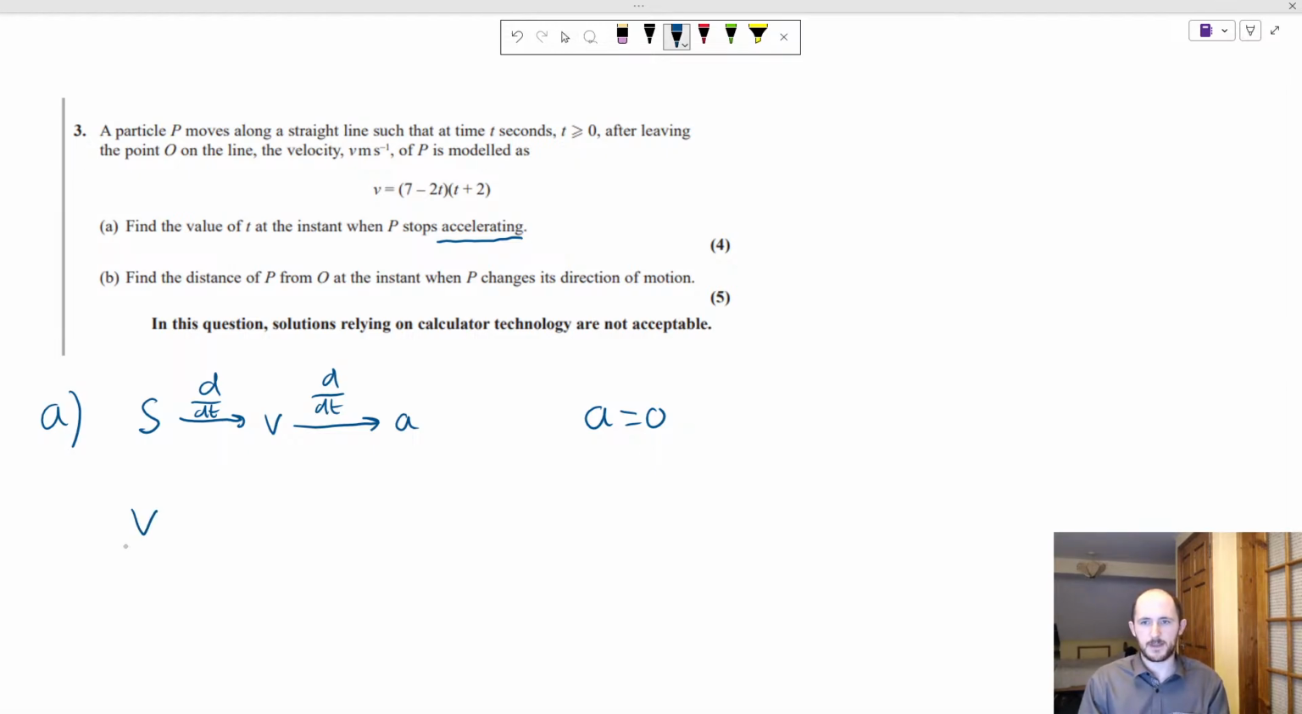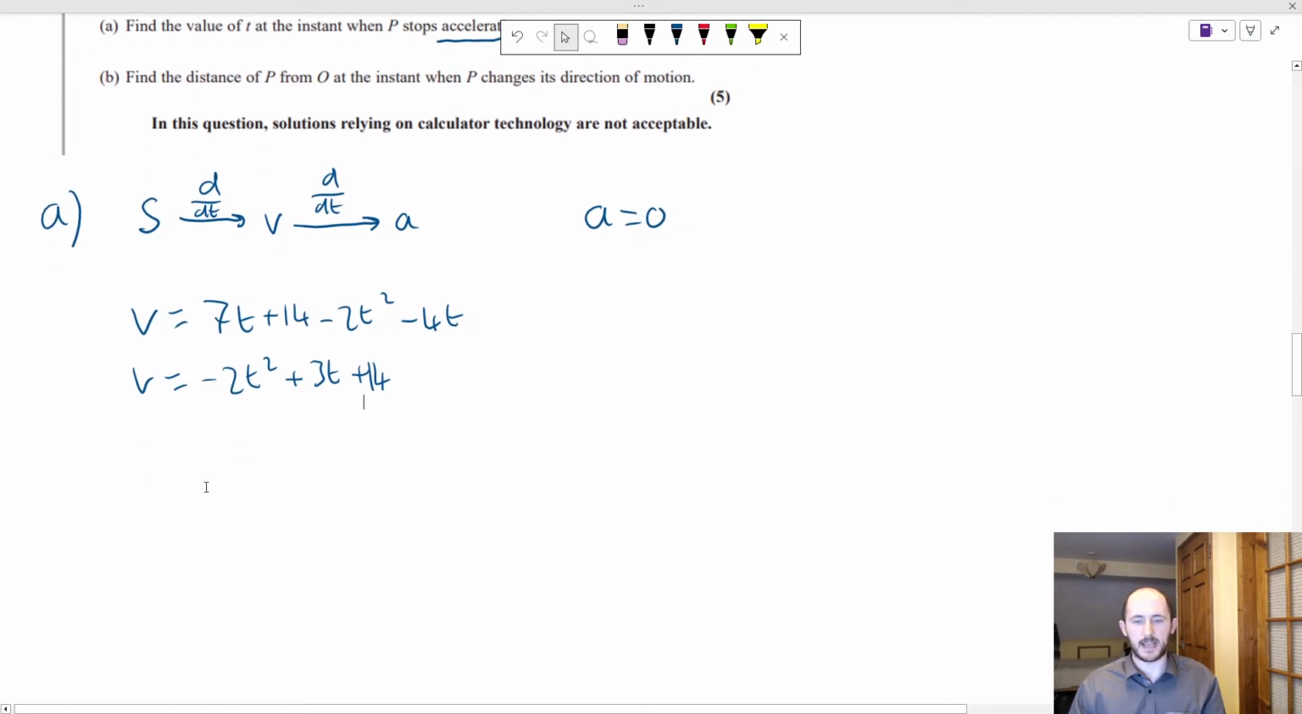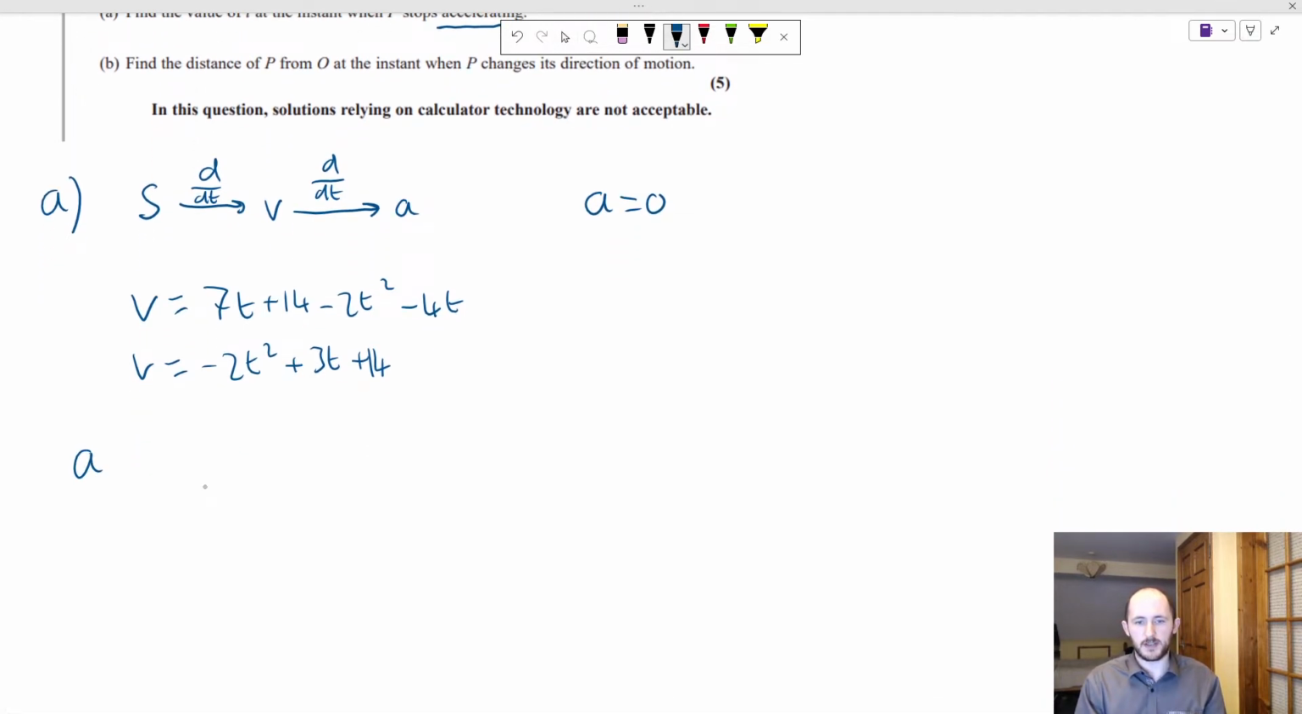So what I need to do is expand these brackets and differentiate velocity to get an equation for acceleration. So let's do that. Velocity equals, if I expand that, we get 7t plus 14 minus 2t squared minus 4t. Lightning fast, just collect the like terms. We have negative 2t squared, 7t minus 4t is 3t, and that's plus 14 on the end.